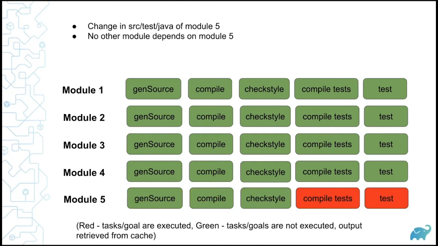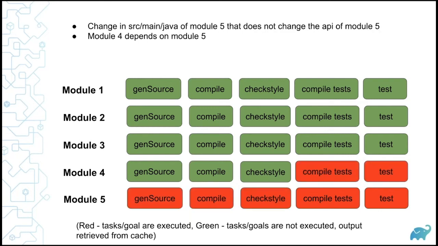Another example would be you just change source test Java of module 5. No other module depends on module 5. Then you only need to rerun compile tests and tests, right? Even in module 5, most of the stuff is now up to date. So there are other scenarios.